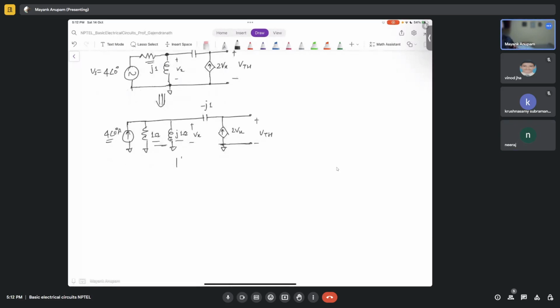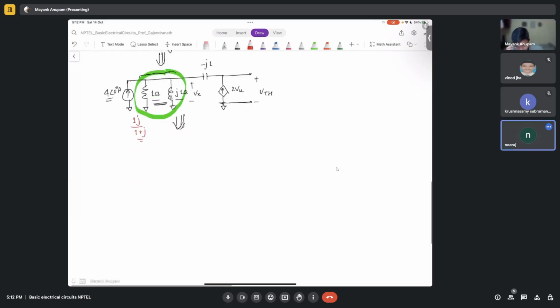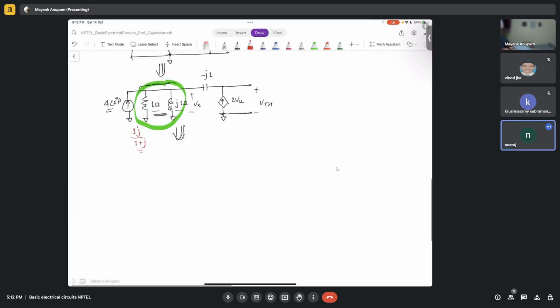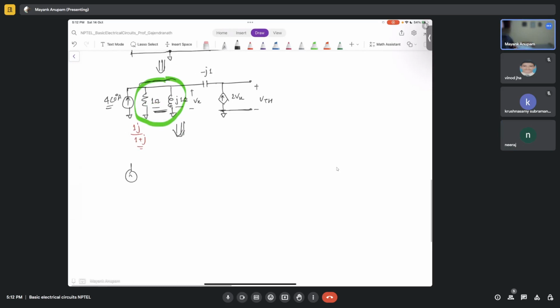Now we'll again do source transformation here, right? The equivalent impedance of this, what was it? 1j by 1 plus 1j. Correct, this was 1j divided by 1 plus j. So again we will do source transformation. Now we will do this again. It will come back as this.